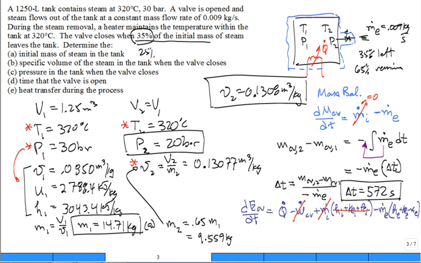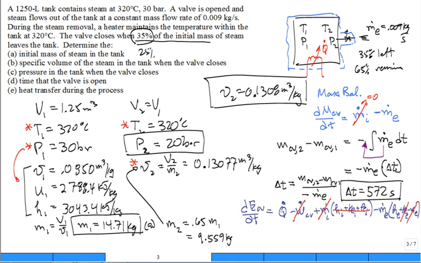And now there's no information about kinetic or potential energy, so you assume that that part of the exiting stream is negligible. I don't have any information to calculate it. And so it's simply taking with it its exiting enthalpy.